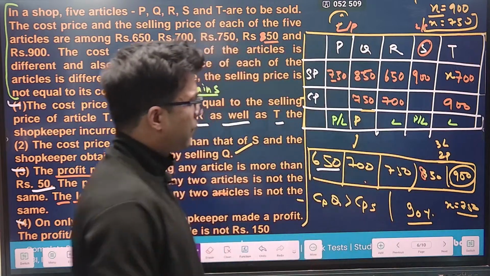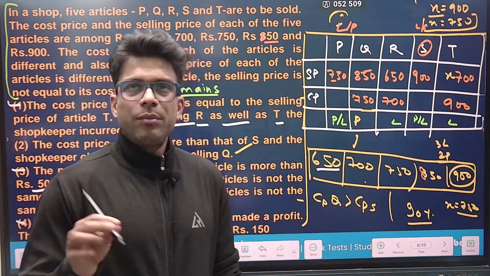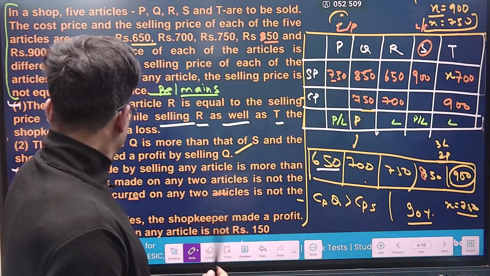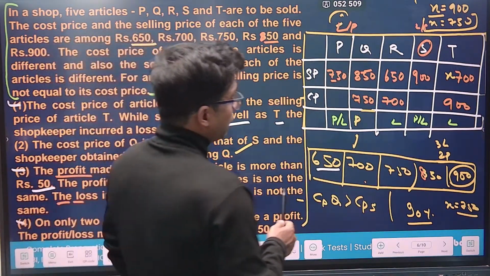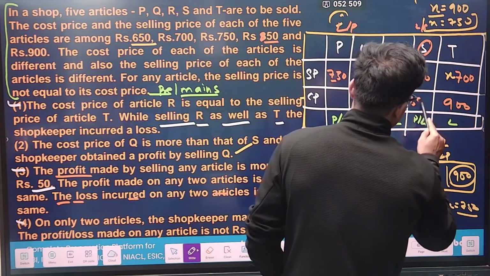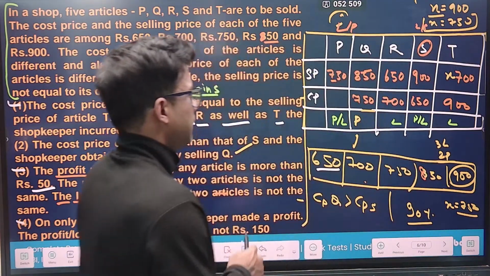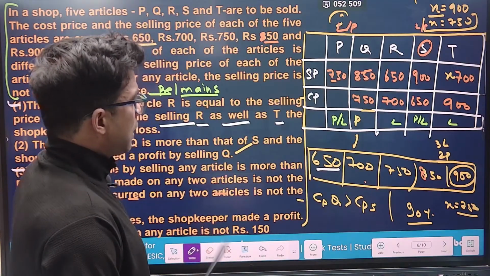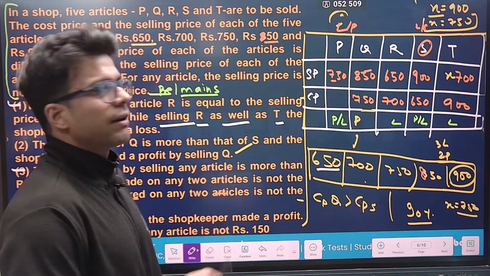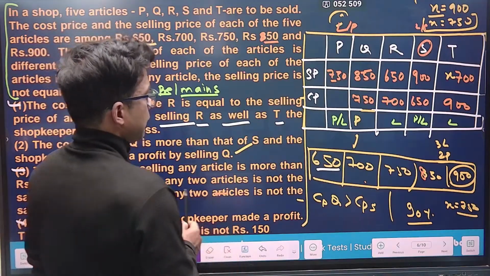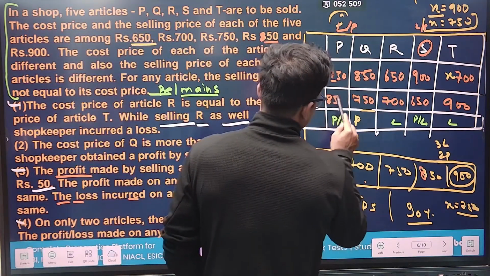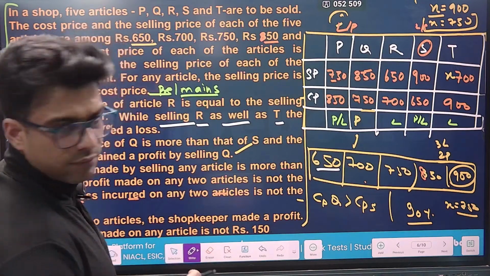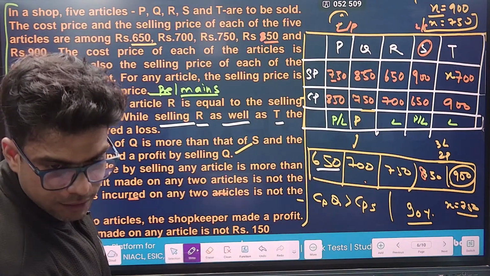Can I take 850? Profit or loss made is not possible. Can I take 650 here? Yes, possible. Now see which value is left. Only one value is left, which is 850. I think we have made it. Anything wrong we have done till now?